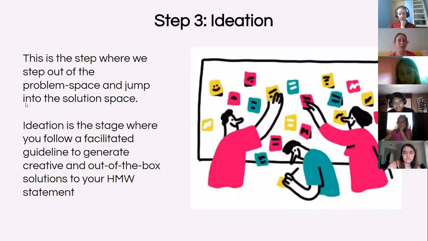Hi, Zoe. Welcome back. We just covered problem statement and how might we statement. So now I'm going to introduce step 3 of design thinking, which is ideation. So now we're officially in the solution space. This is the step where we step out of the problem space and jump into the solution space. And this is the stage where you follow a facilitated guideline to generate creative and out-of-the-box solutions to your how might we statement.